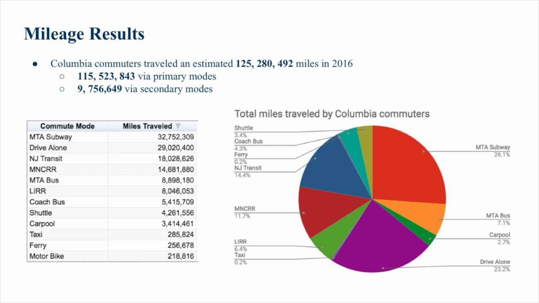And using our Excel tool, we were able to estimate that Columbia commuters traveled an estimated 125,280,492 miles in 2016. The commute mode that accounted for the most miles traveled was the MTA subway, with over 32 million miles traveled on it, followed by driving alone with 29 million miles, and then coming in third was New Jersey Transit with 18 million miles traveled.